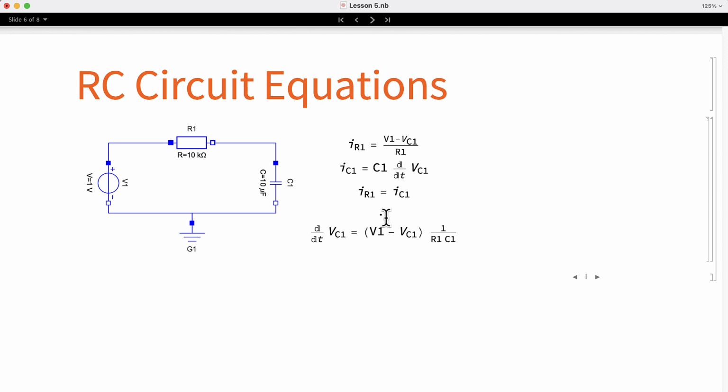After simplification, we can rewrite it as follows. This equation is telling us that the derivative, which is the rate of change of the capacitor voltage, is defined by the difference of the input voltage and the capacitor voltage, and the value is scaled by the inverse of the resistor and the capacitor value.